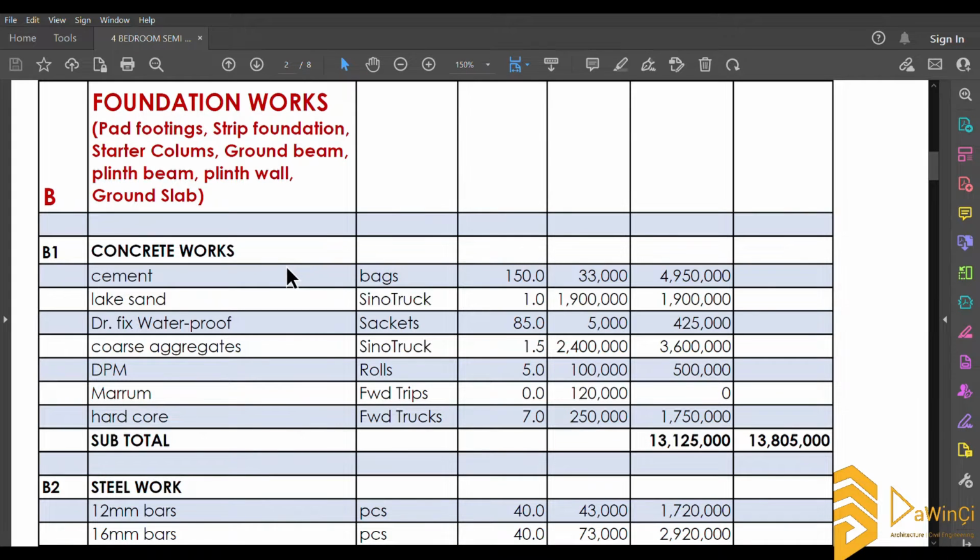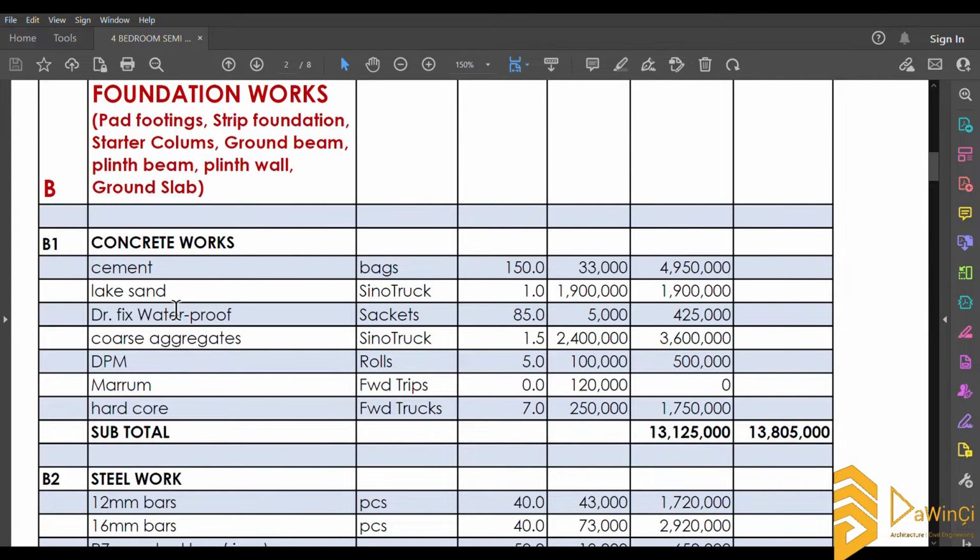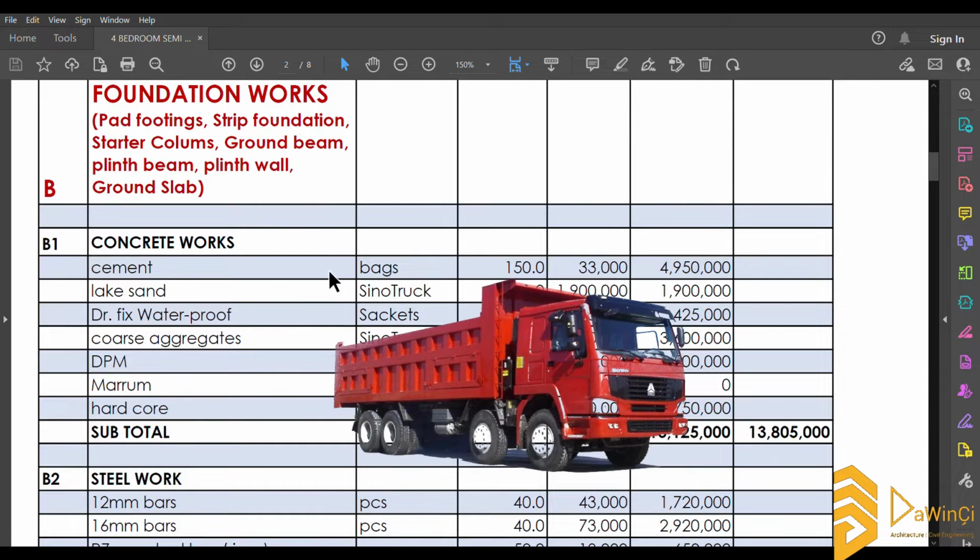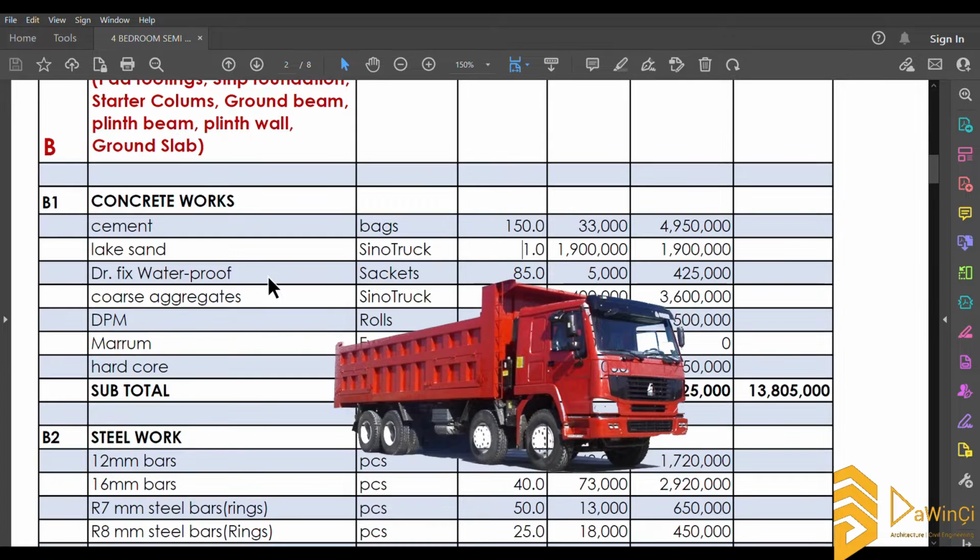So we talk about cement, we talk about lake sand. We are counting lake sand in terms of Sino trucks. I've explained before why sometimes you choose to use Sino trucks: whenever you use Sino trucks, you actually get more economies of scale. For example, on every Sino truck, you might realize that you're getting an extra one to two Fuso trucks of sand or whatever material it is, because you're actually saving. But when you're buying things in small bits and just buying Fuso trucks here and there, you realize that you're spending more on materials than when you got a Sino truck as a whole.